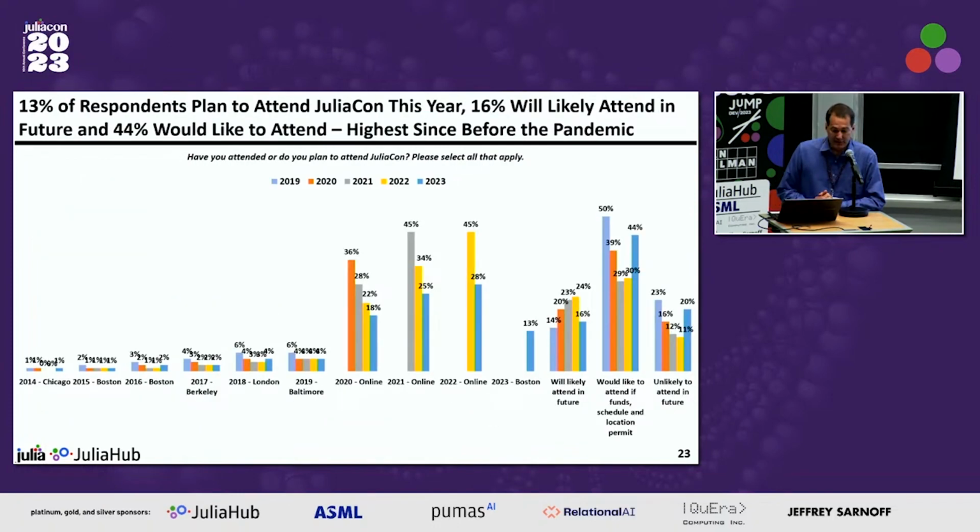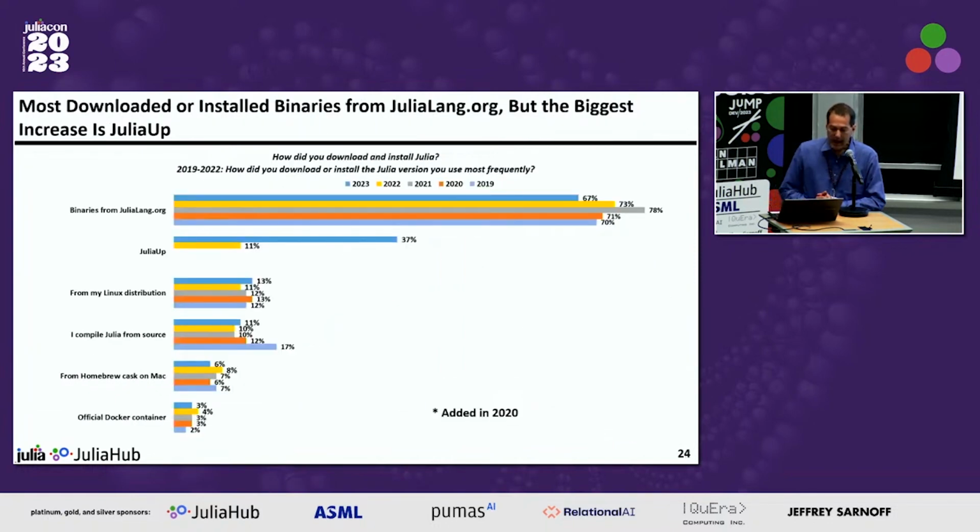And then, have you attended or do you plan to attend JuliaCon? A large percentage of respondents have attended at least one conference in the last 3 years. And many say that either they will likely attend in the future or would like to attend, funding, scheduling, and location permitting. How did you download and install Julia? The largest number say binaries from julialang.org, about 2/3, followed by Julia Up, which has increased significantly since last year.